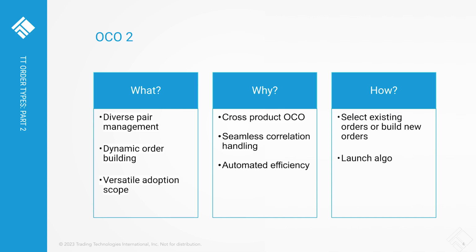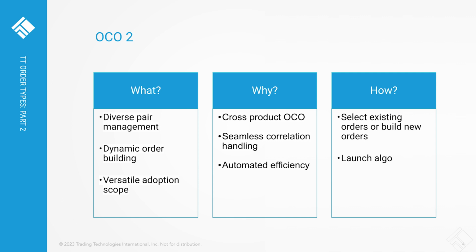Next, we will cover the OCO2 order type. What is TTOCO2? Well, it's an OMA algo that lets you select two orders that are not the same product and apply an OCO, one cancels other, OMA, which is an order management algo, to them. When one order is fully filled, the other order is canceled. Also, when partial fills are received for one order, the quantity of the other order is reduced accordingly.